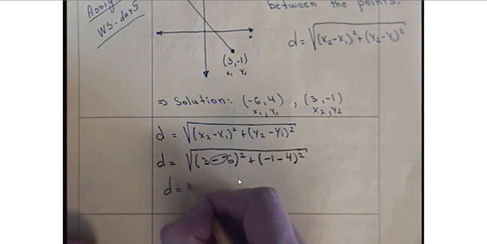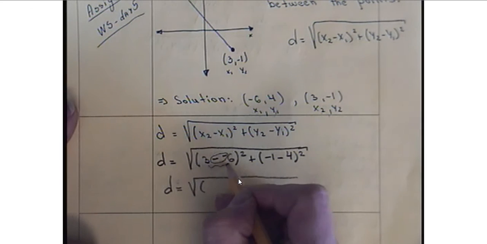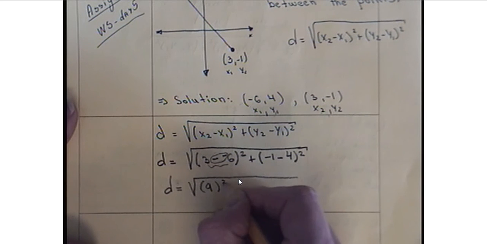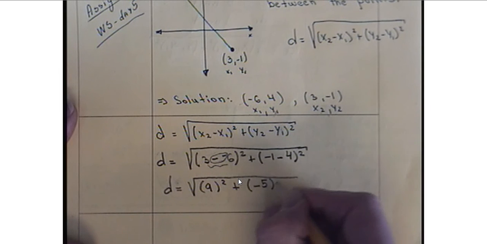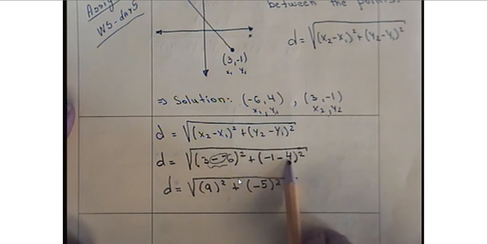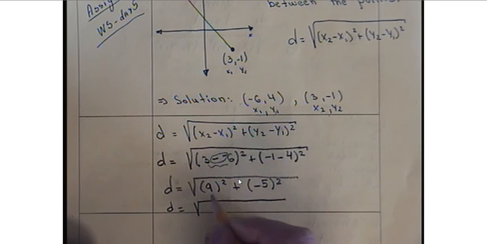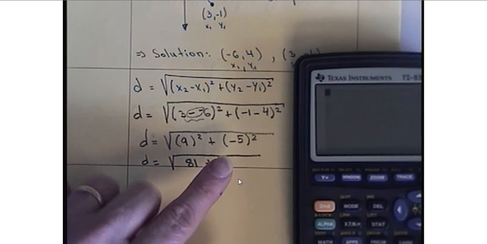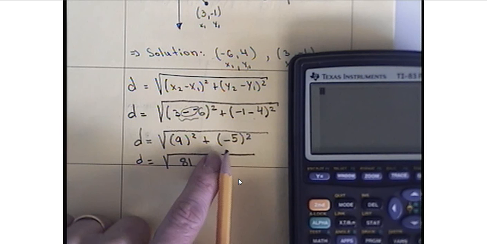D is equal to, so what do we do here? First thing, let's calculate what is inside the parentheses. 3 plus 6 will give me 9 to the second, plus -1 minus 4 is -5 to the second power. Okay, -1 minus 4. Then I have the distance is equal to 9 squared is 81 plus -5 squared. Now, let me show you. Everything you calculate here will be inside the parentheses.